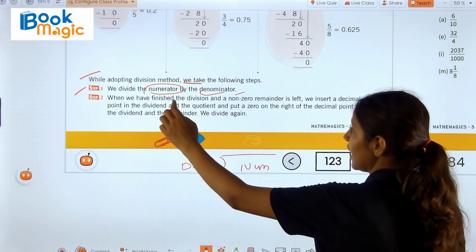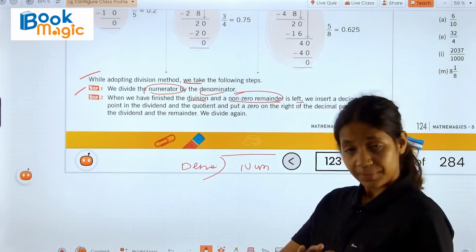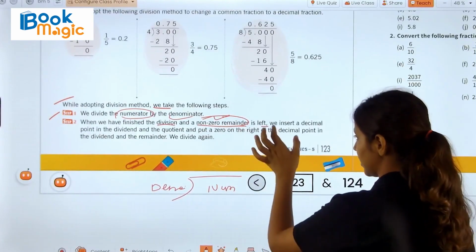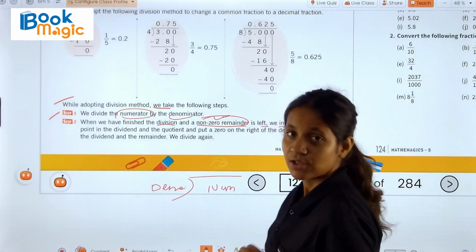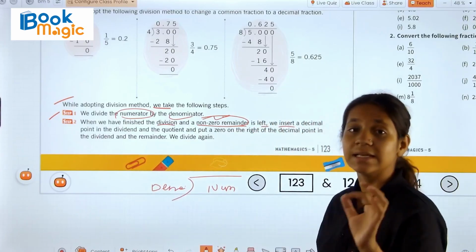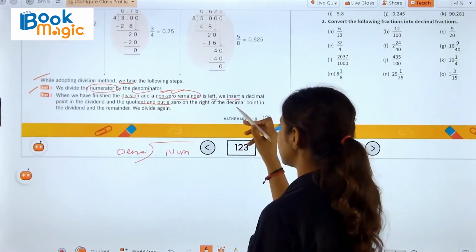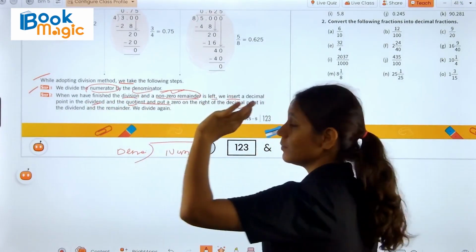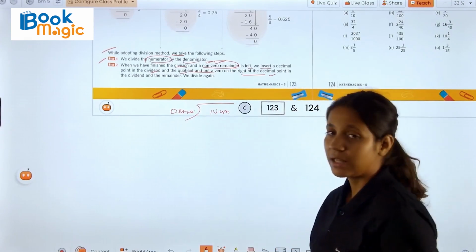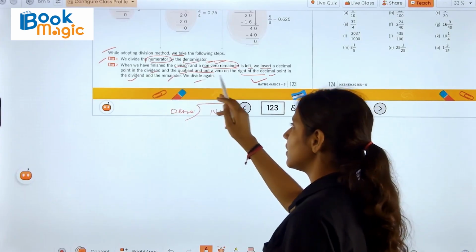Okay. When we have finished the division and a non-zero remainder is left, that means a number other than zero is left, we insert a decimal point in the dividend and the quotient and put a zero on the right of the decimal point. So in the dividend and quotient both we put the decimal point, and then we write the number to the right of the decimal point in the dividend, and the remainder we divide again.